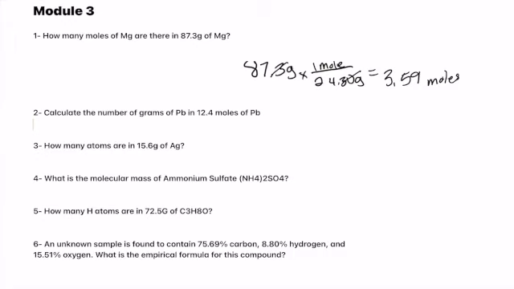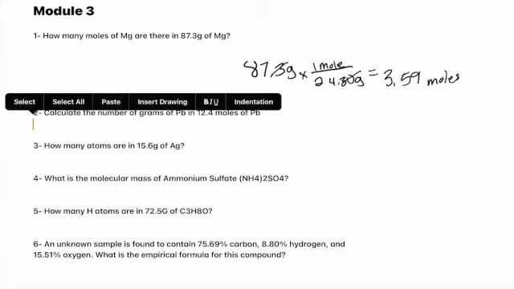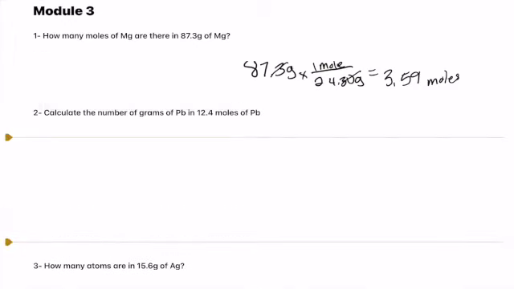Number 2, calculate the number of grams of lead in 12.4 moles of lead. Similarly, this is going to be a grams to moles conversion. So we start with 12.4 moles. We look up lead on the periodic table. Of course, it's a heavier element, so we find it is 207.2 grams per mole.